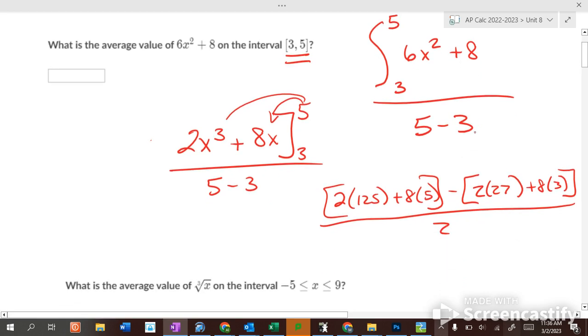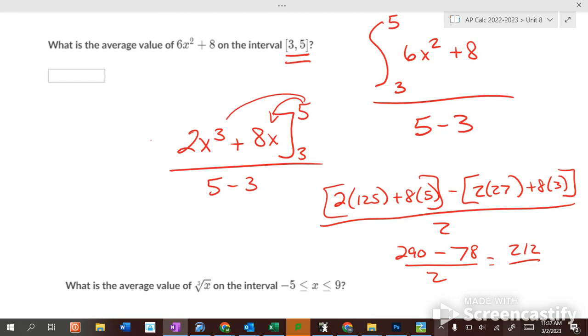2 times 125 is 250 plus 40 is 290, minus 2 times 27 is 54 plus 24 is 78, divided by 2, which is 212 divided by 2, which is 106. Okay?